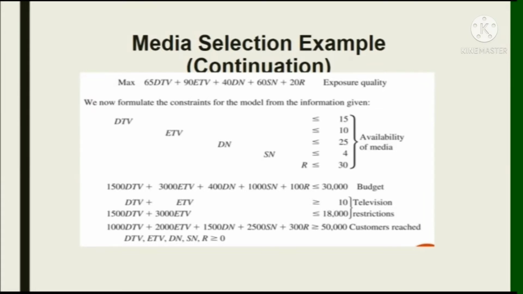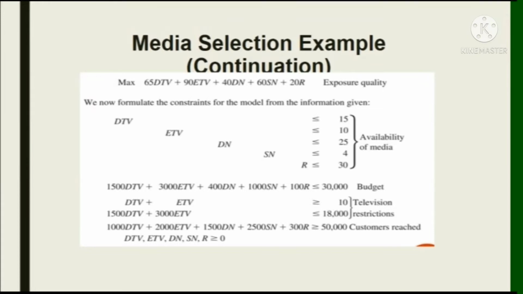So under TV television, DTV restrictions, DTV and ETV is not greater than or equal to 10. And 1,500 DTV plus 3,000 ETV is not less than or equal to 18,000.